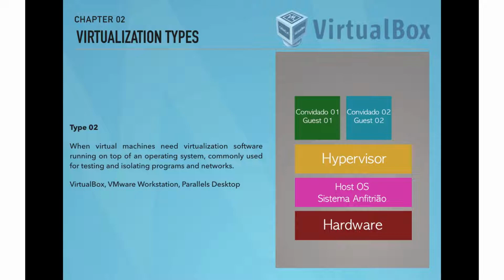Type 2. This is when virtual machines need virtualization software running on top of an operating system, commonly used for testing and isolating programs and networks. For example, VirtualBox, VMware Workstation, and others. You can see in this image we added one new layer, the host OS layer. This layer can be Windows, Mac, or Linux.